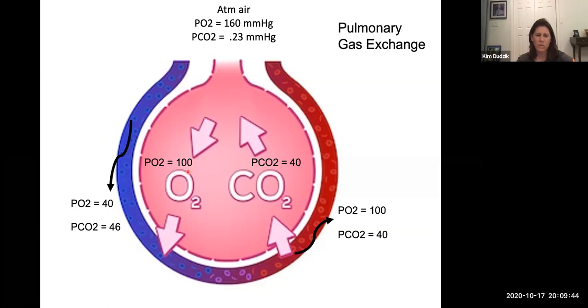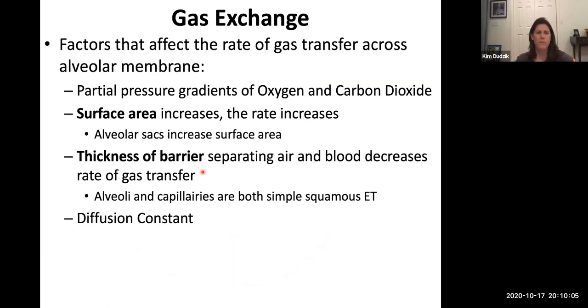Again, it has more to do with the way that oxygen diffuses across, and does not have anything to do with the pressure of CO2, and vice versa. So when you're talking about partial pressures and whether a molecule will diffuse across, you want to look at its own partial pressure. Okay, so factors that can affect the rate of this transfer, number one is what we just talked about, the partial pressure.